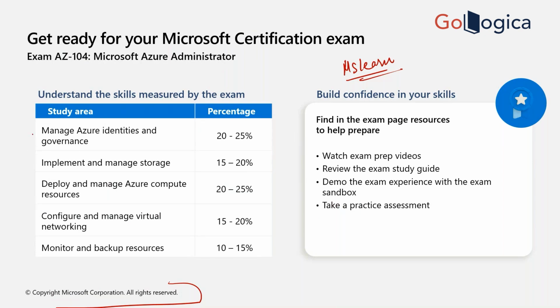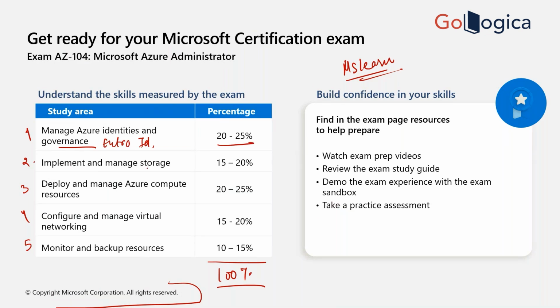Now we have got five pillars, I would say, or five study areas from where you will expect questions in the exam. So here we are talking about the exam. Let's say it's 100% of questions. From the first one, managing Azure identities and governance, here you'll be talking about Entra ID, policies, and Azure RBAC roles. You can expect 20 to 25% of questions.